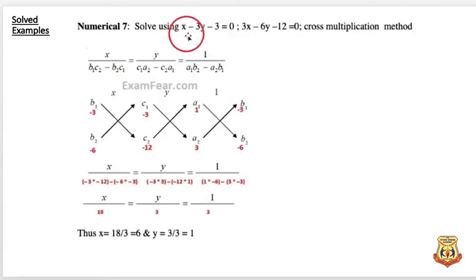Let's try to solve. This is our question, a pair of equations. x minus 3y minus 3 is equal to 0, and 3x minus 6y minus 12 is equal to 0. In this case, the same way I told you, you have to write x by b1 minus b2, b1, b2, c1, c2, this way only. Once you write it, you will put in this place, and after the calculation you will get the x value and y value. Very easy. You just have to practice.